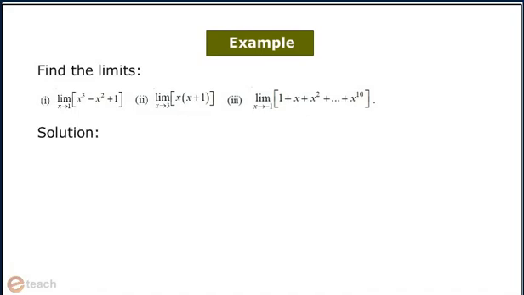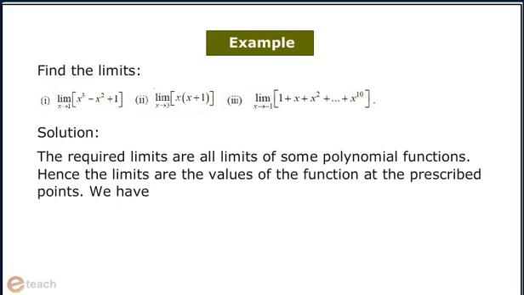Let's see the solution. The required limits are all limits of some polynomial functions. Hence, the limits are the values of the function at the prescribed points. We have number 1. Limit x tending to 1, x cube minus x square plus 1 equals 1 cube minus 1 square plus 1, which is equal to 1.